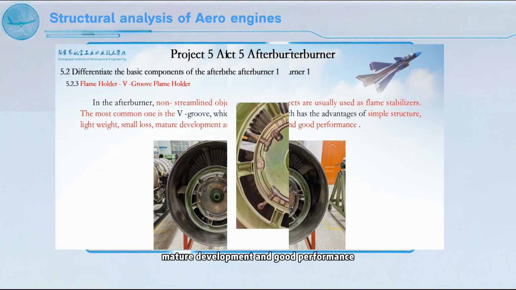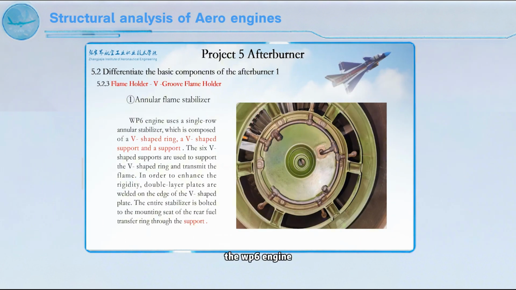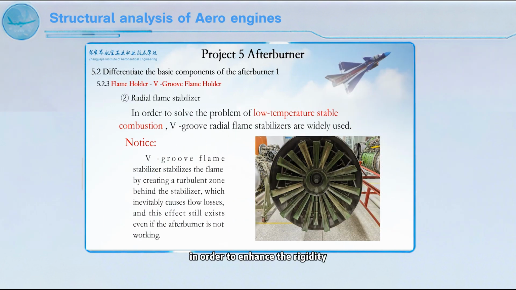and good performance. The WP6 engine uses a single-row annular stabilizer, which consists of a V-shaped ring, a V-shaped support, and a support. The 6 V-shaped supports are used to support the V-shaped ring and transmit the flame. In order to enhance the rigidity, double-layer plates are welded on the edge of the V-shaped plate. The entire stabilizer is bolted to the mounting seat of the rear oil transfer ring through the support.